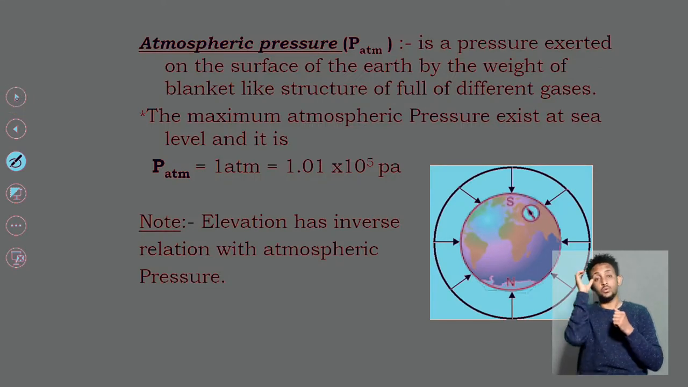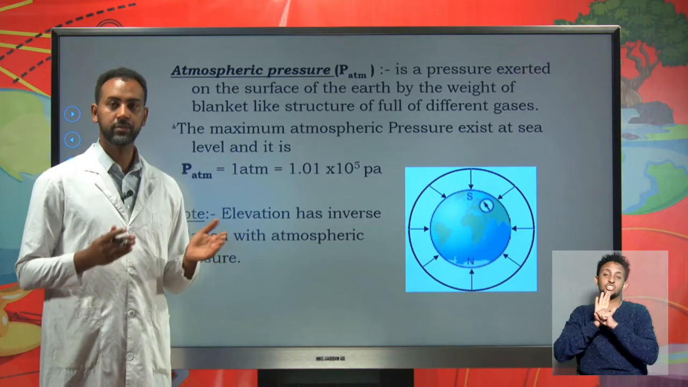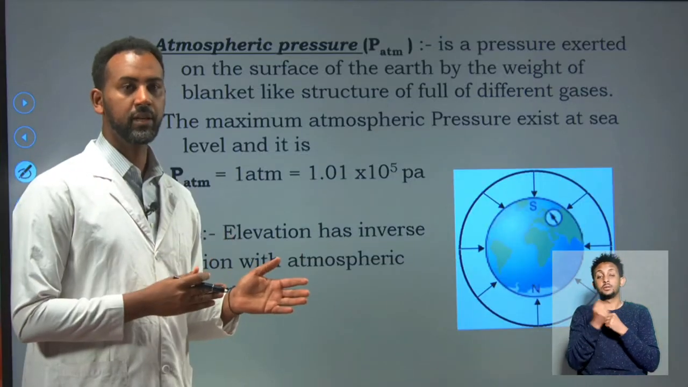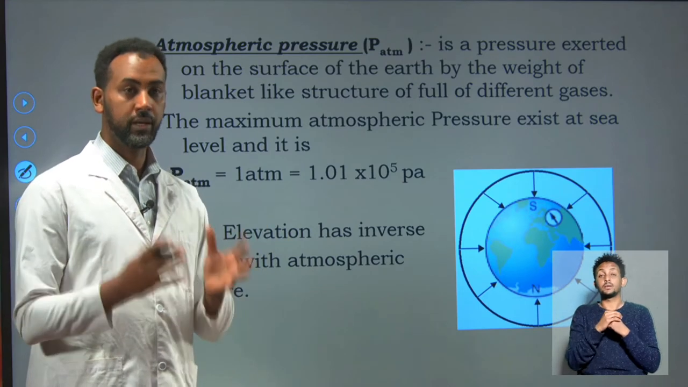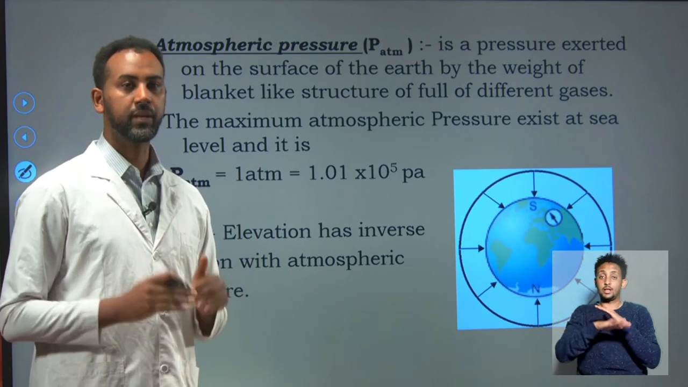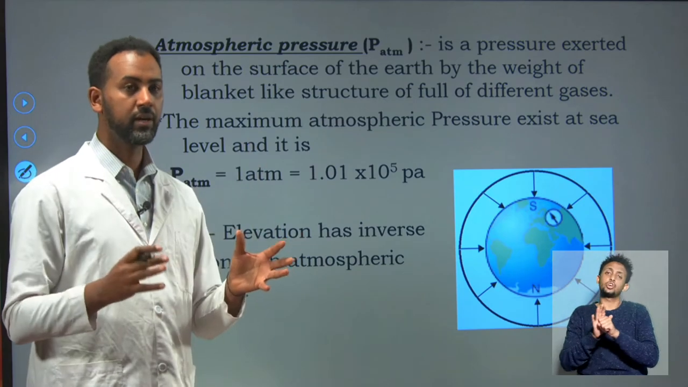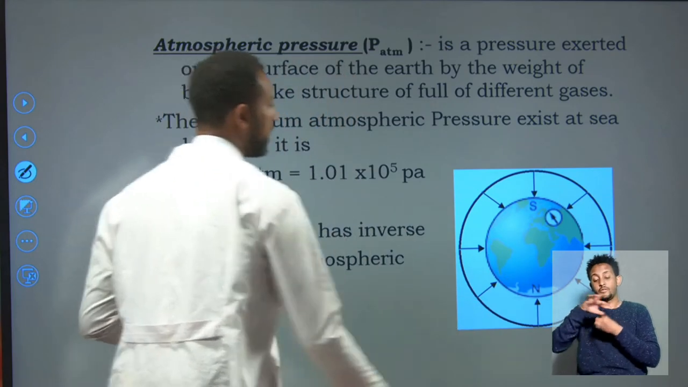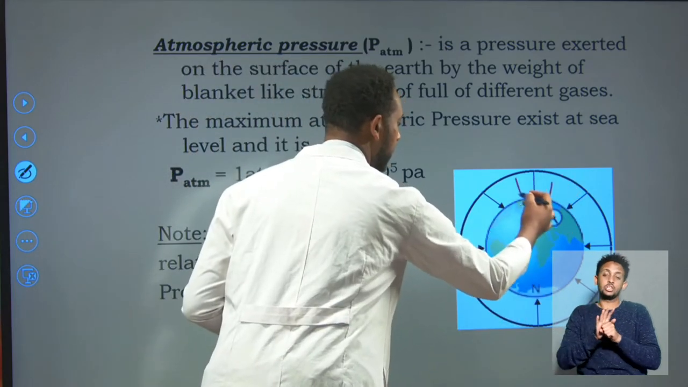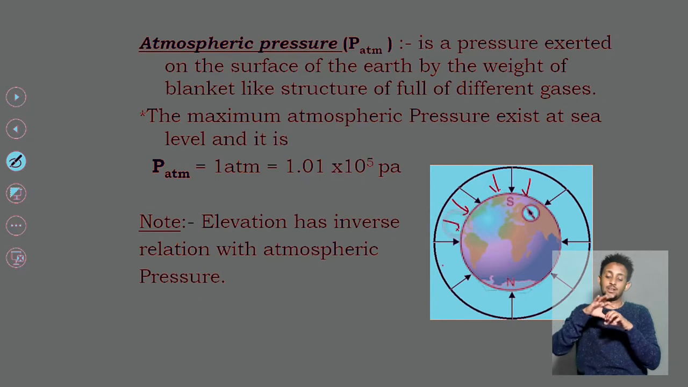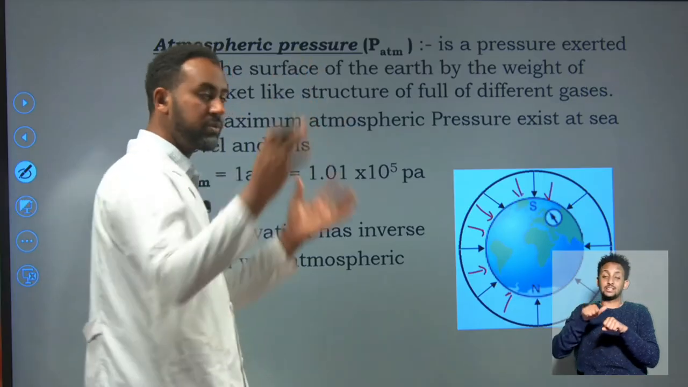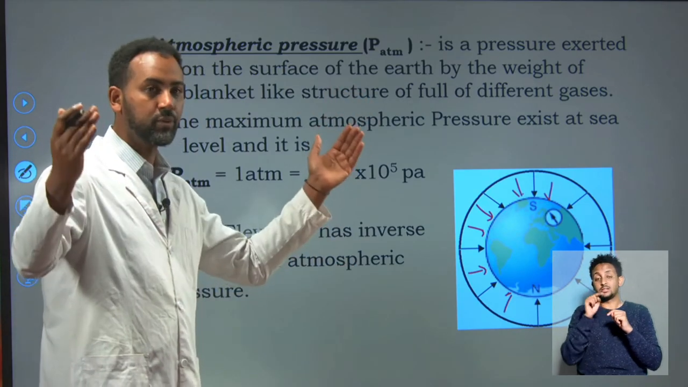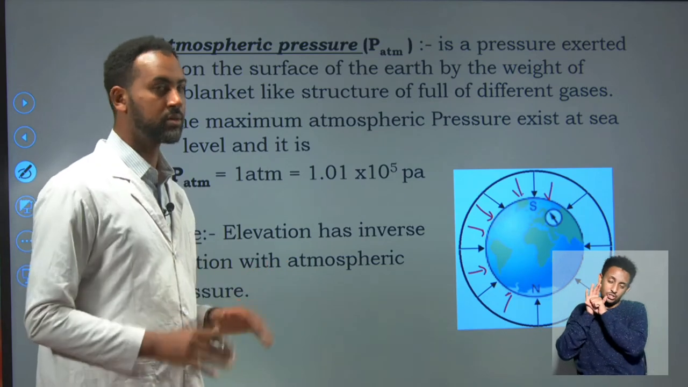The other concept is atmospheric pressure. Since fluid is a common name for gas and liquid, we should focus on both. Previously, we have seen the pressure of a liquid exerted at the base of the container. Now let's see the pressure of the atmosphere on the Earth's surface. Here you have our precious world. There will be a pressure exerted on Earth due to the atmosphere. The atmosphere is a blanket-like structure of different gases above us, so that will exert pressure downward on our surface.